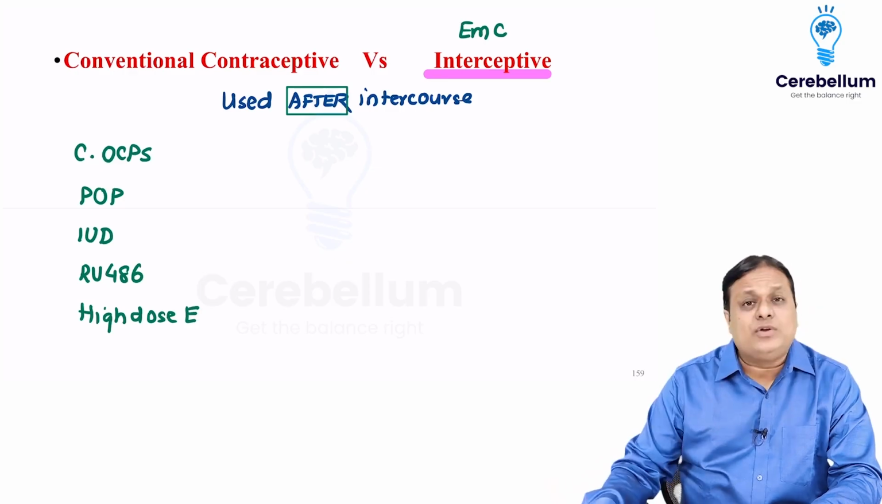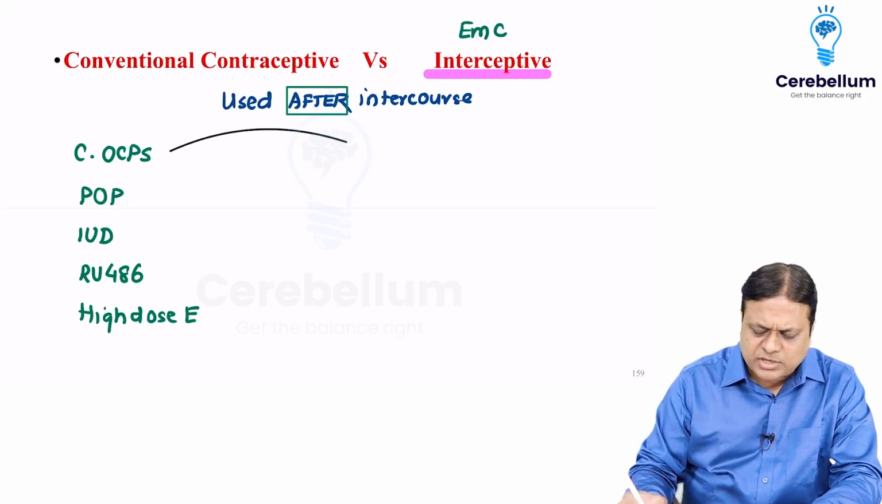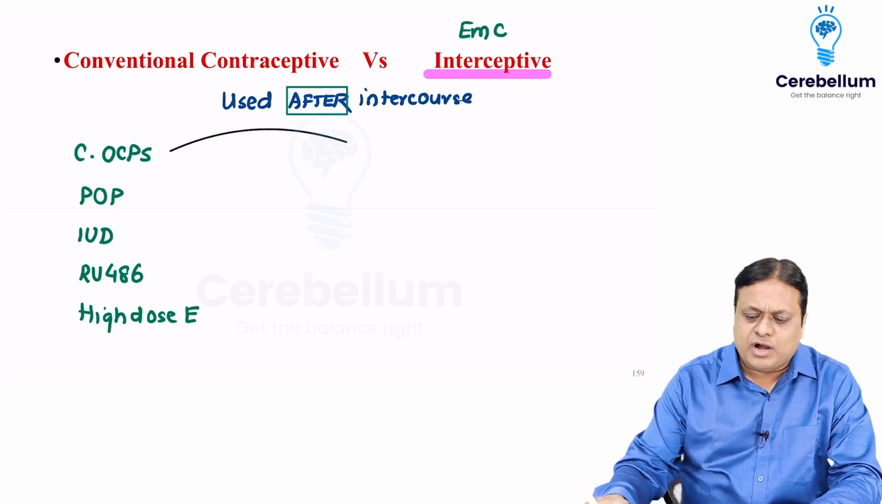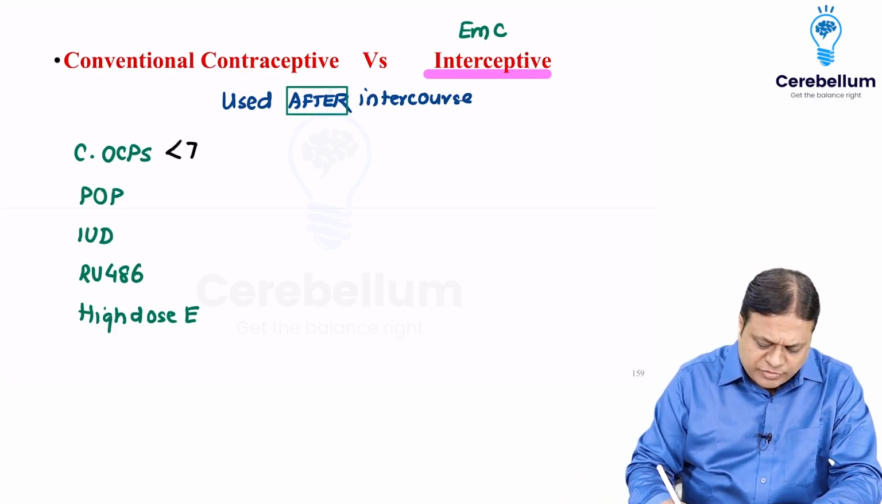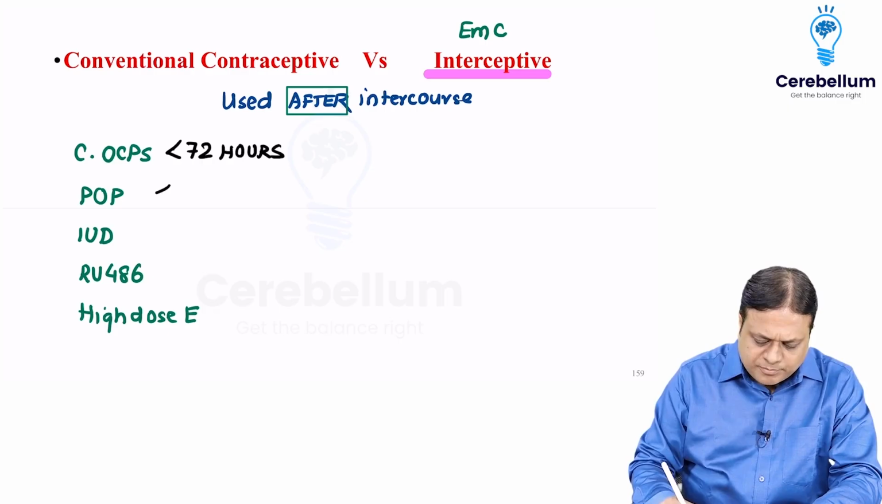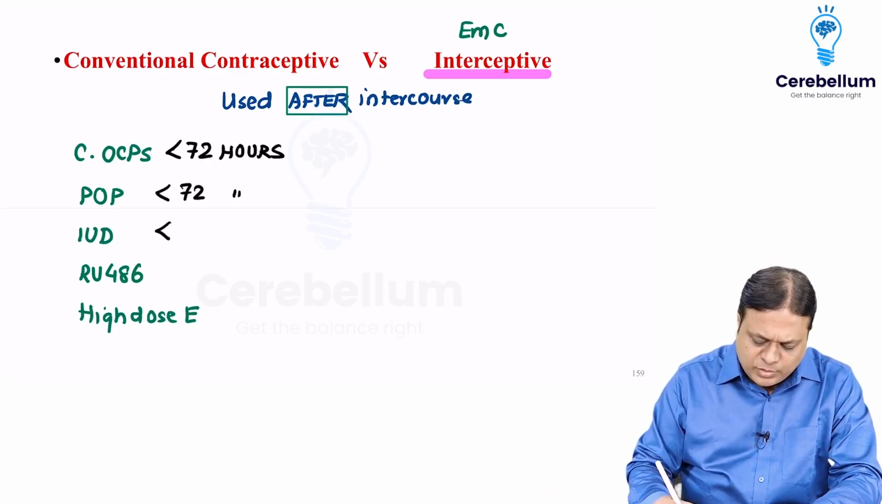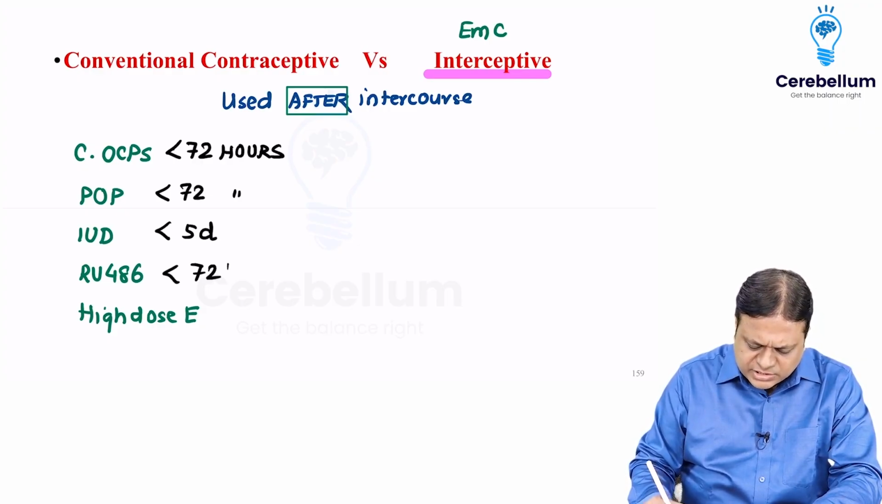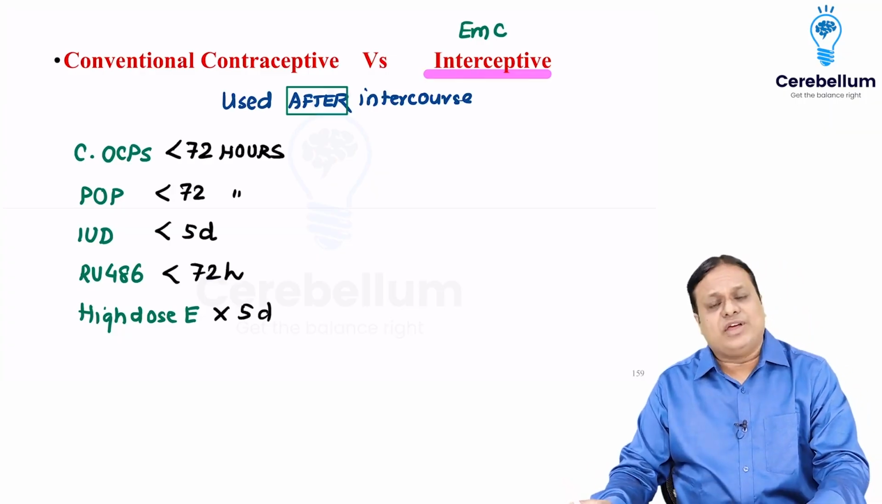When we look at combined OCP, we use how many pills for emergency contraception and in how much time should it be used? It has to be used within 72 hours of intercourse. Progesterone only pills also within 72 hours. IUD within 5 days. RU486 within 72 hours. And high dose estrogen is continuously used for 5 days.